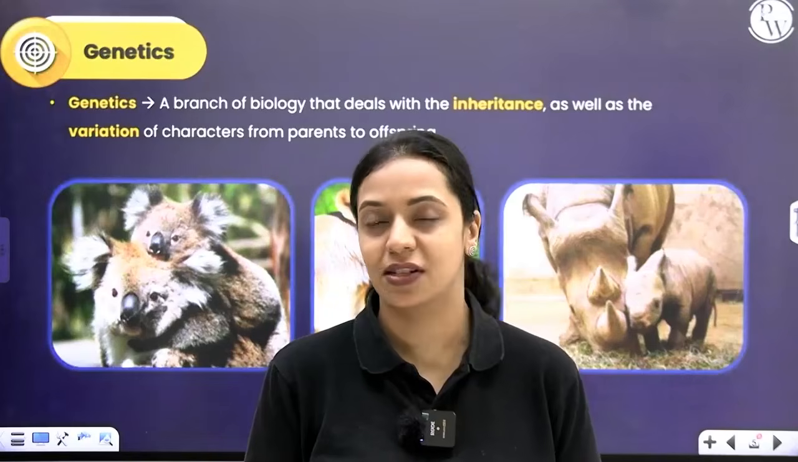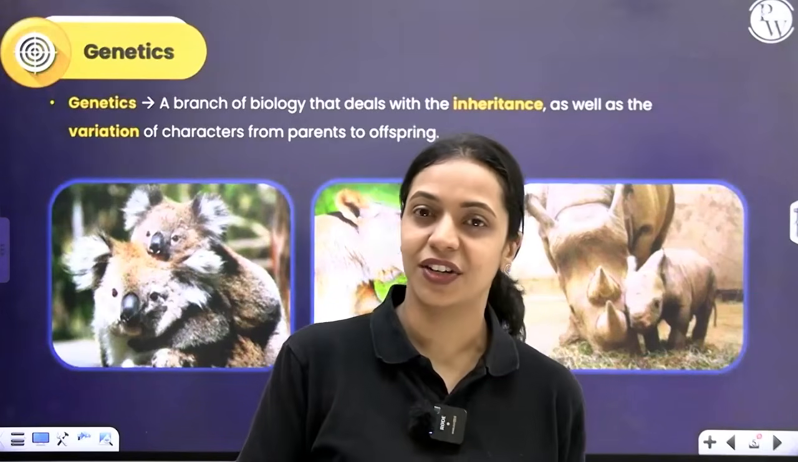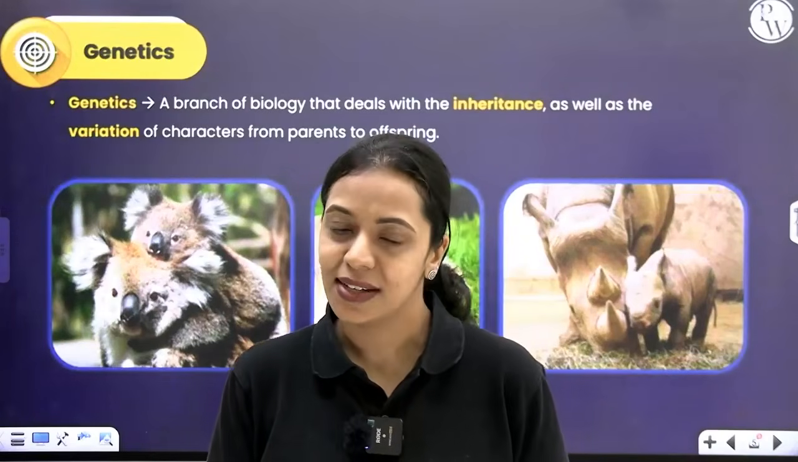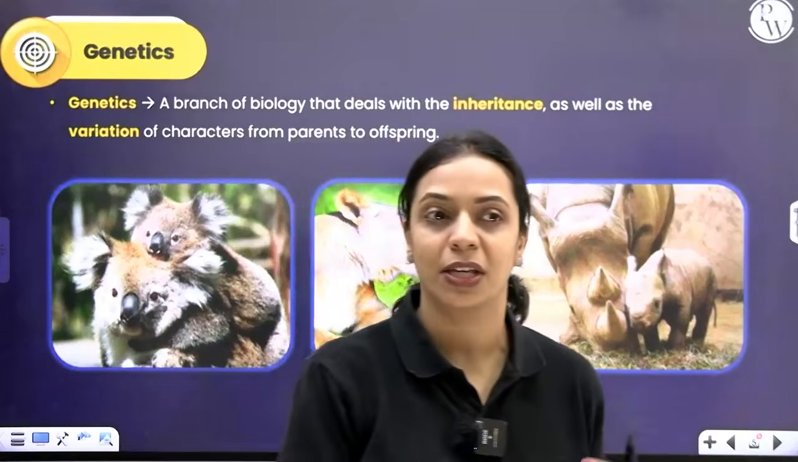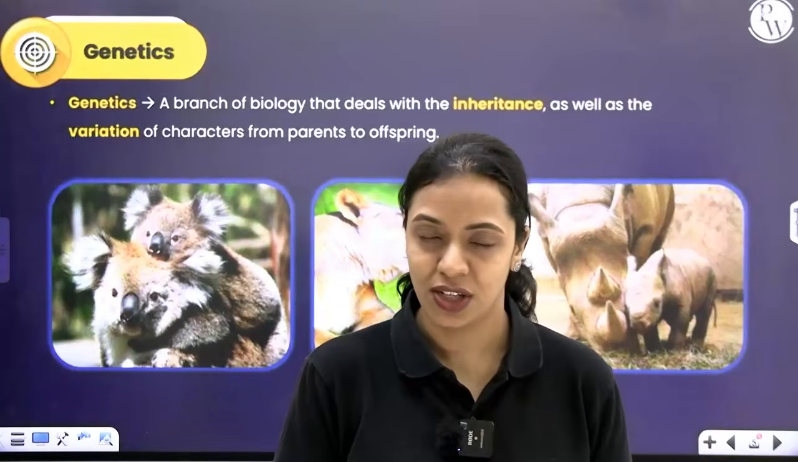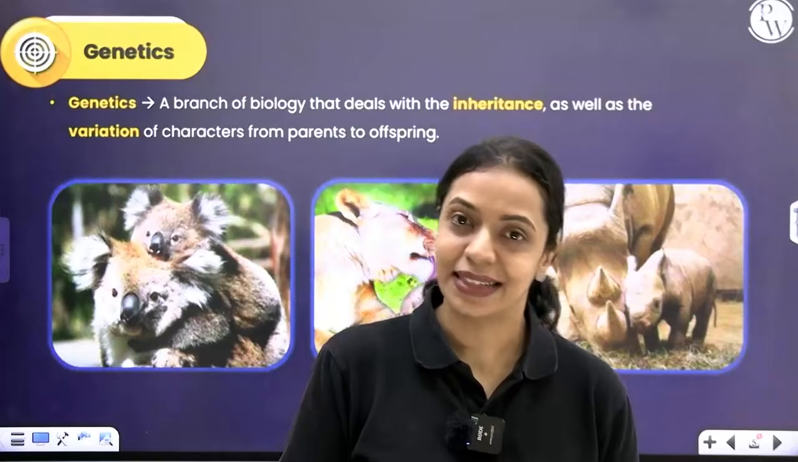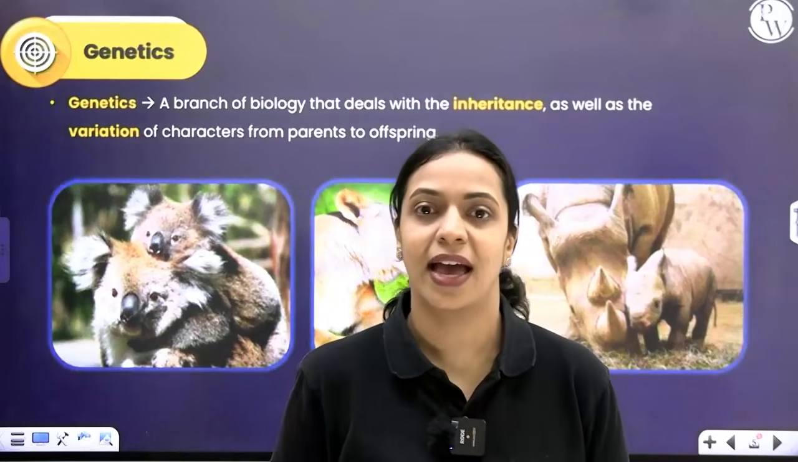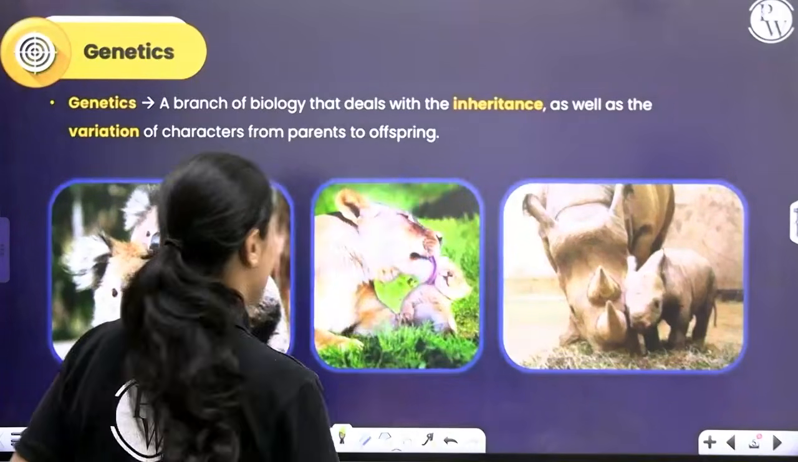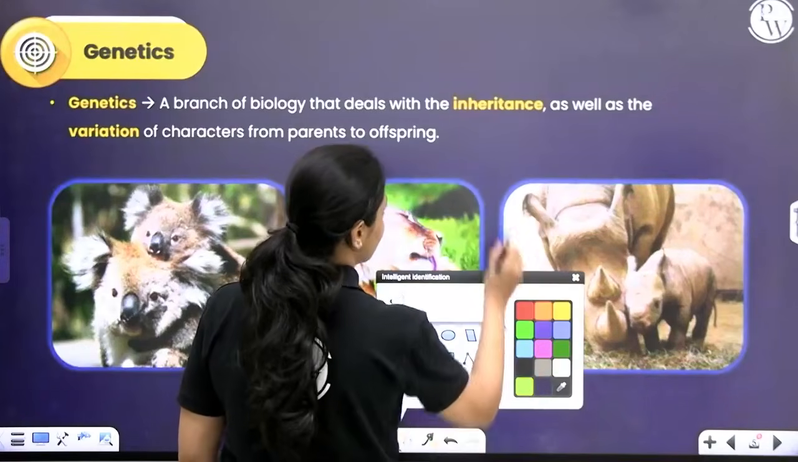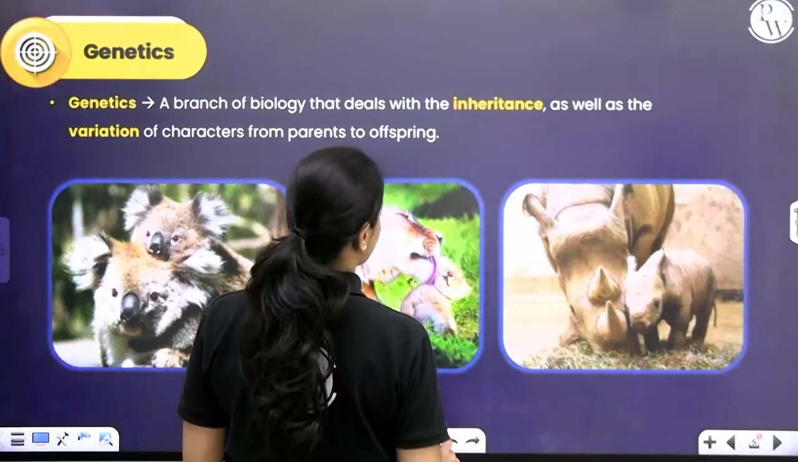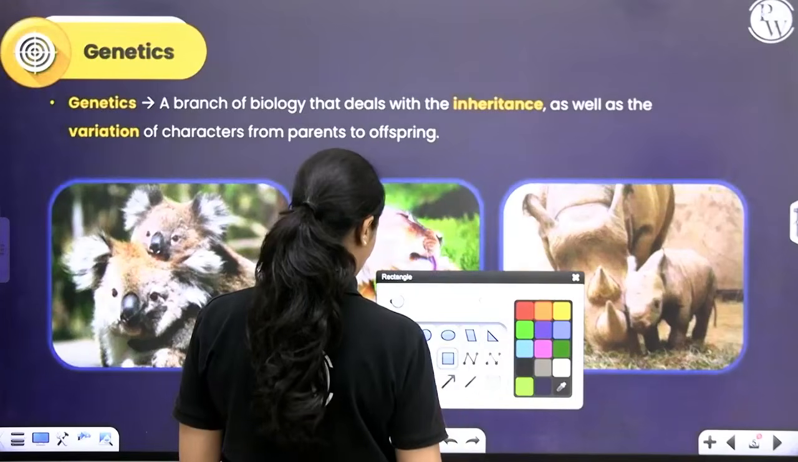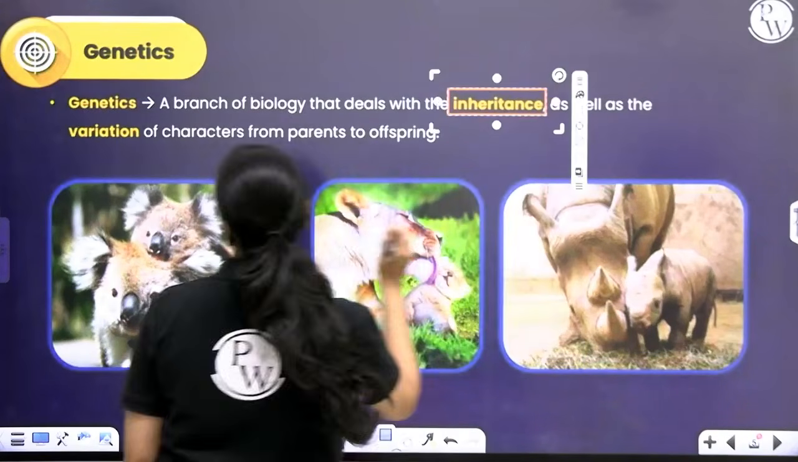So let's just understand what genetics means. I'm sure you've heard about this term in your lower grades as well. Genetics and heredity are things that are commonly used in everyday language, right? So genetics, similar to your morphology, anatomy, physiology, and histology, is a branch of biology. And this branch of biology deals with inheritance and variation. Two very important aspects: inheritance and variation.